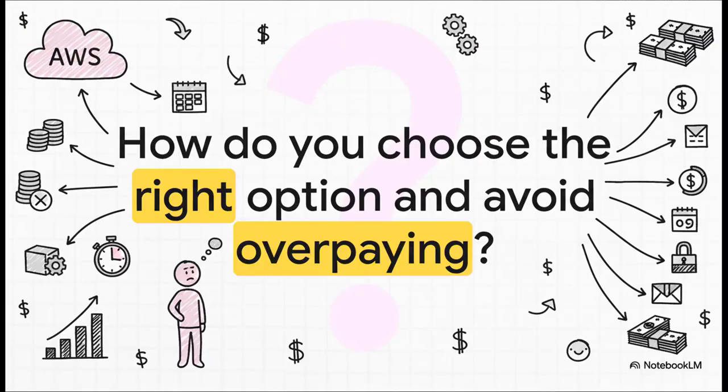Okay, so this is the big question, right? This is the core problem we're solving today. AWS gives you all this incredible power and flexibility, but with seven different ways to pay for compute, it's just so easy to accidentally overspend or pick a model that just doesn't fit what you're trying to do. Getting this right is a massive part of optimizing your costs.